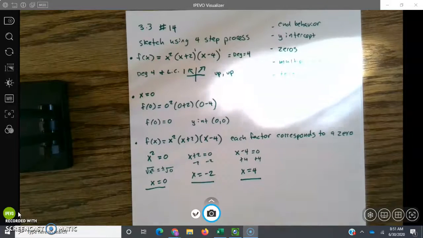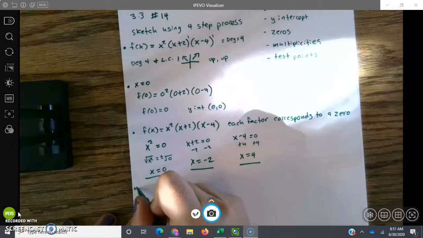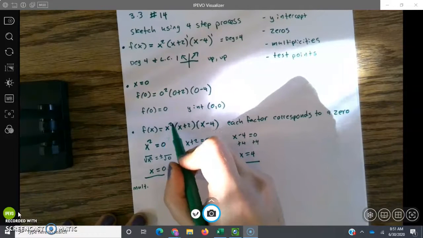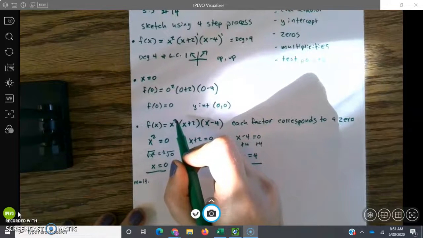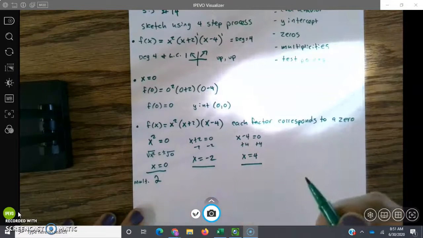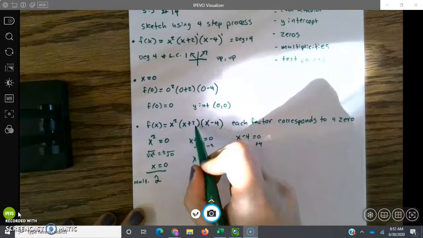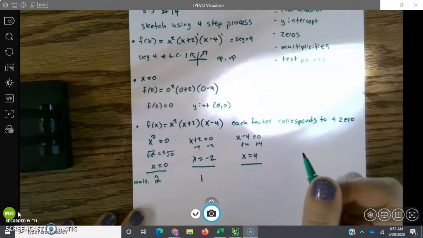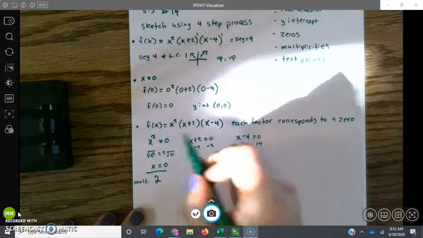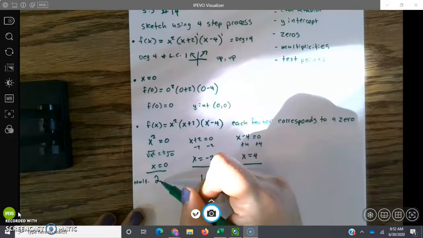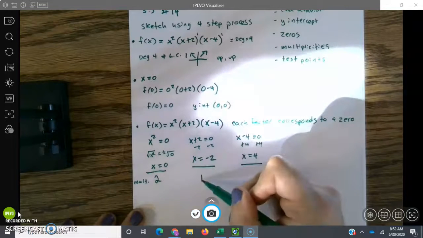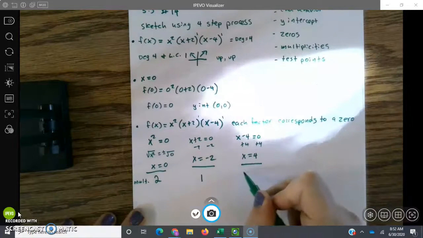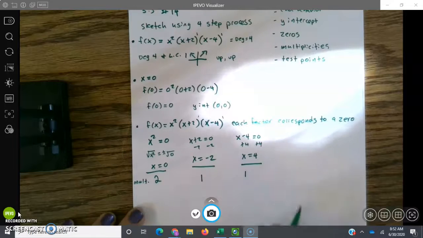Okay, then we need to know the multiplicities. So x of 0 was x squared, and x squared is a multiplicity of 2. x plus 2 had a multiplicity of 1. Multiplicity is how many times a factor shows up in the factored form. So x showed up twice, that's why it has a multiplicity of 2. x plus 2 showed up once, multiplicity of 1. x minus 4, again, just a 1, so multiplicity of 1.